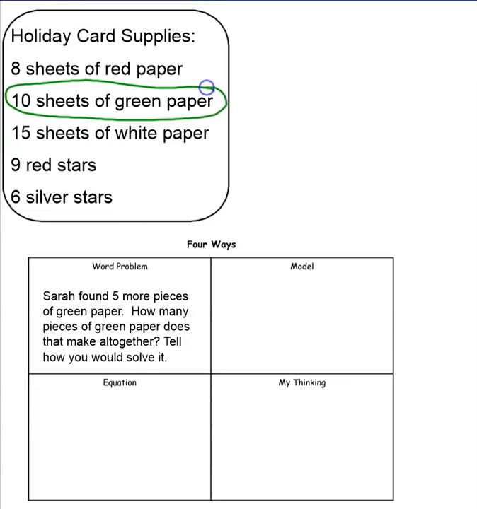Do we need the white paper? No, we don't need that information. And we don't need to know how many stars they had. The word problem is only asking us about the green paper. So how many sheets of green paper did she start with? That's right, 10. Can we draw 10 sheets?